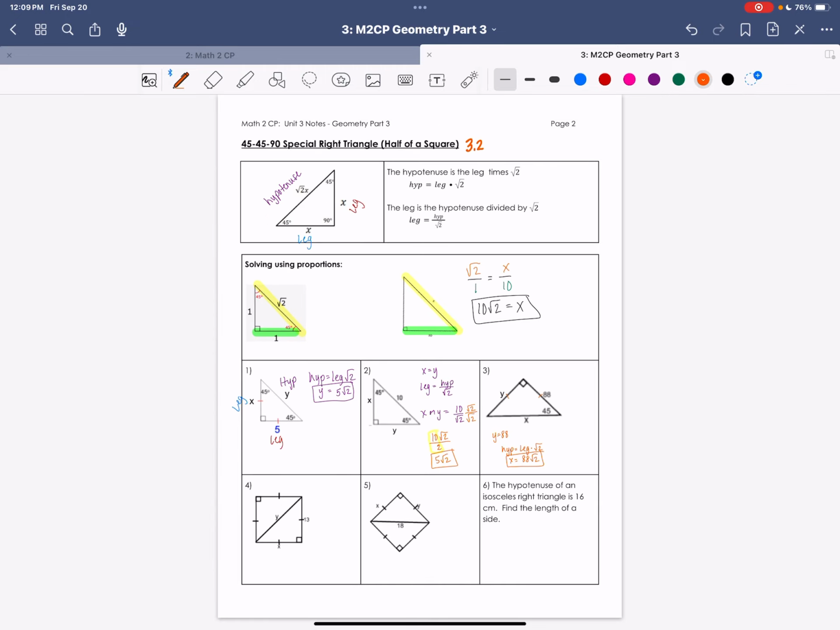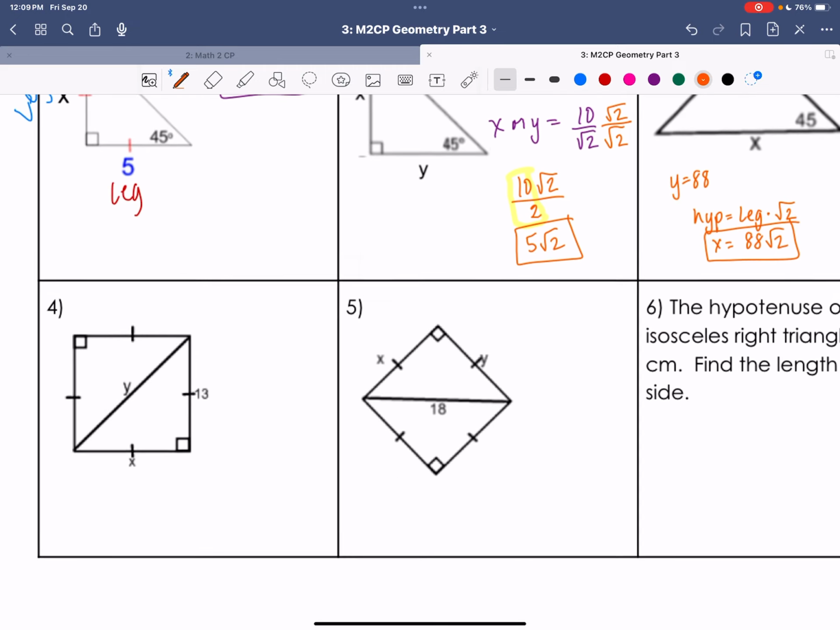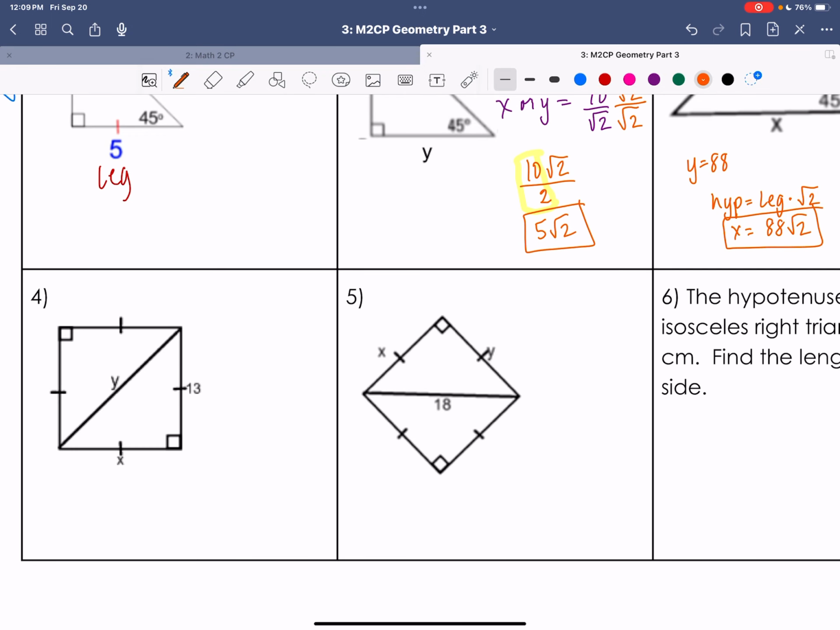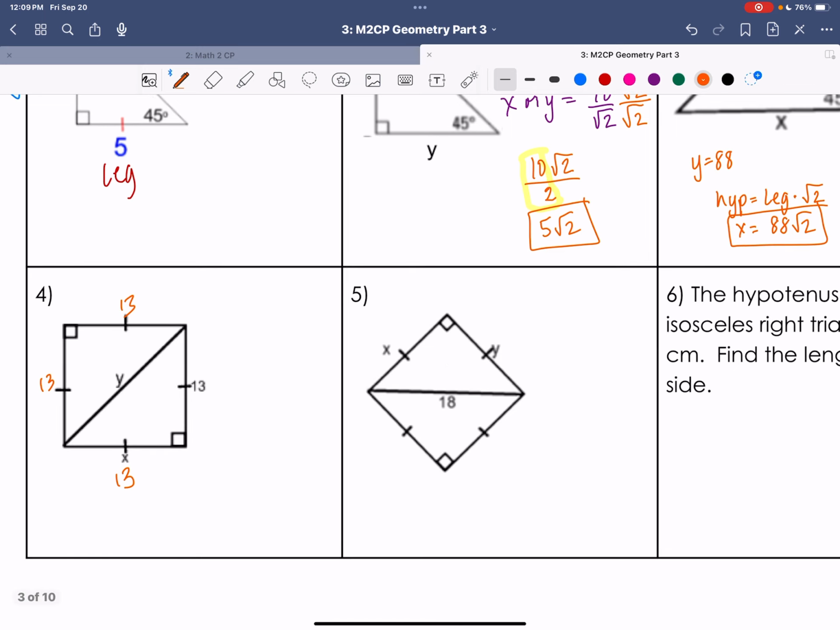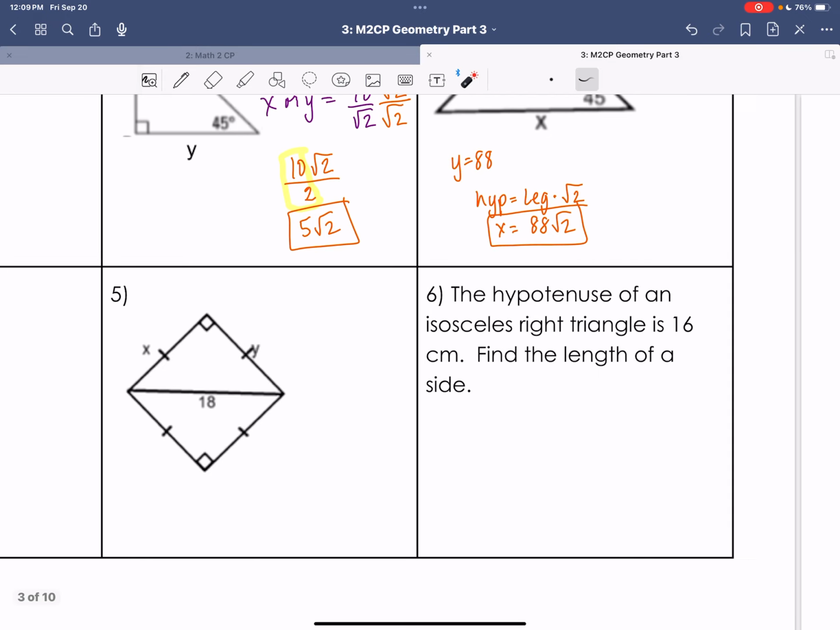All right, so what I want you to do is try these. These are within squares, but remember, if you were to have x is 13 here, then that would make these the same thing. So you'll need to find the hypotenuse. And same thing here, it gives you the hypotenuse, but you need to find the leg. I want you to try that one. If you did 4 correctly, you should have 13 root 2. And for 5, if you did that one correctly, you should have 9 root 2.